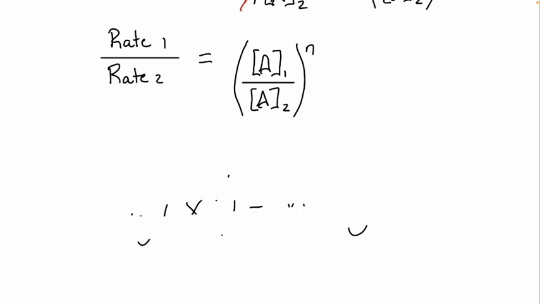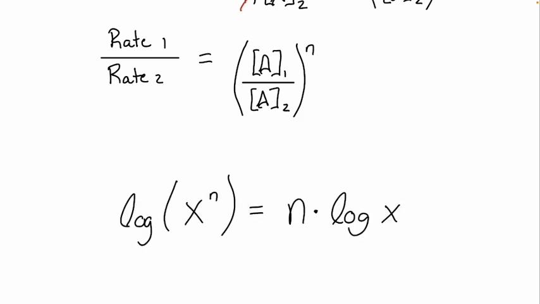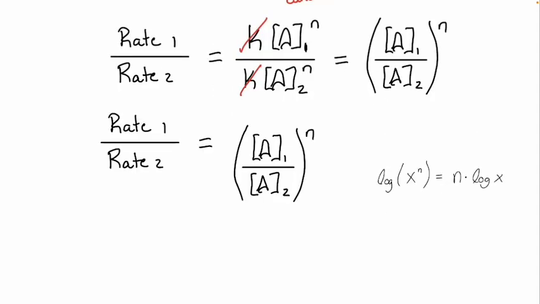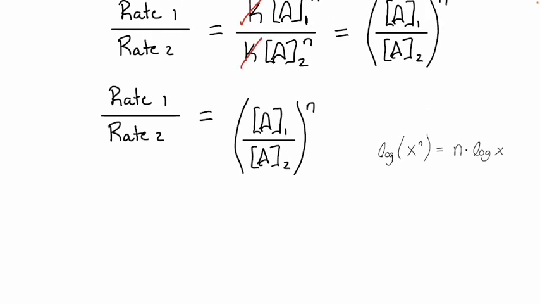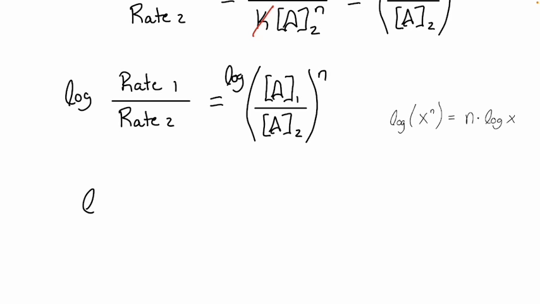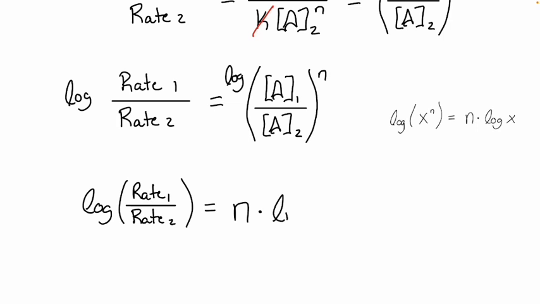And remember, we can do anything we want to this equation, as long as we do it to both sides. So what I'm going to do is take the log of both sides. I have the log of my two rates equals now n times the log of my two concentrations.